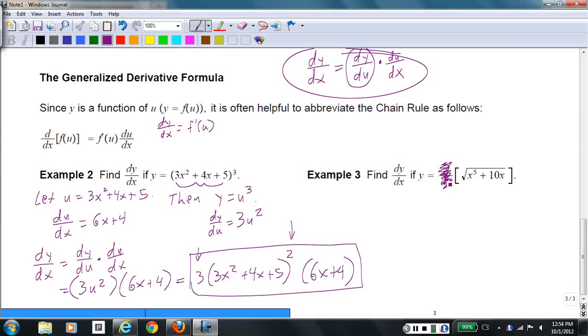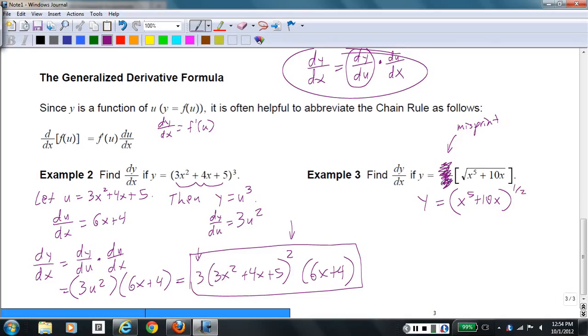Y is just that expression. So y equals (x to the fifth plus 10x) to the 1/2. So we look at it and we ask ourselves, how do we take the derivative of something raised to the 1/2 power?